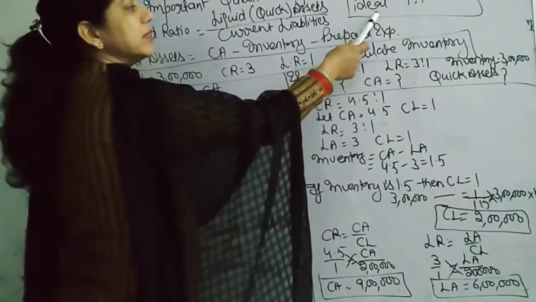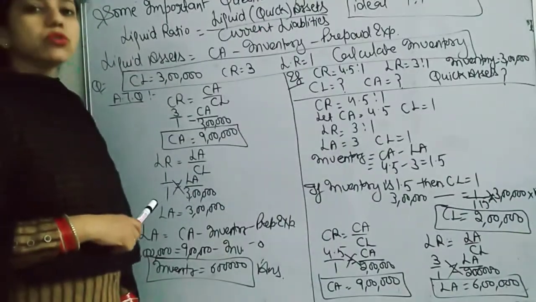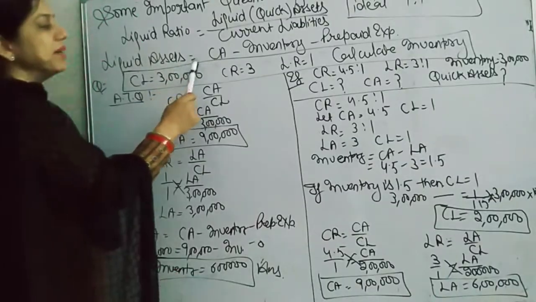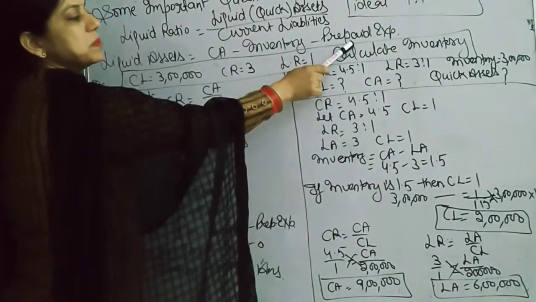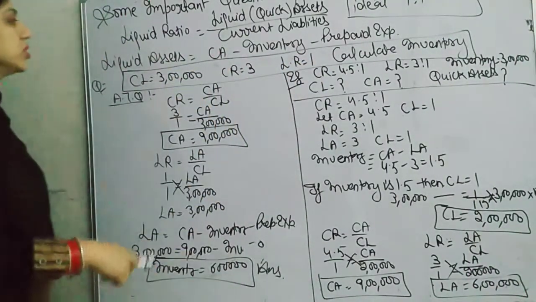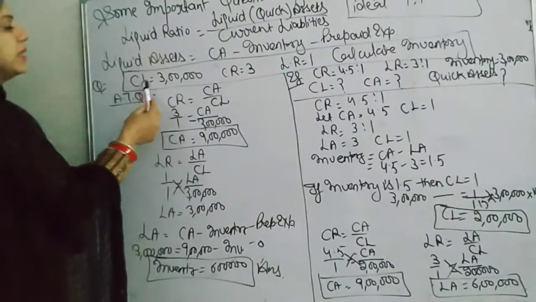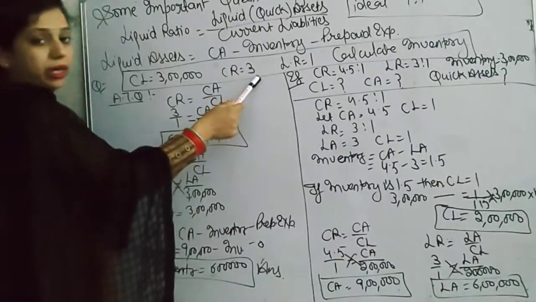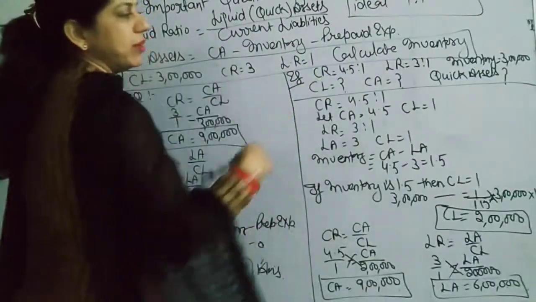Its ideal ratio is 1 is to 1, and the ideal ratio of current ratio is 2 is to 1. So what are liquid assets? Liquid assets mean current assets minus inventory minus prepaid expenses. So we will start with some examples. For example, current liability given in the question is 3 lakh, current ratio 3, liquid ratio 1, and calculate inventory.